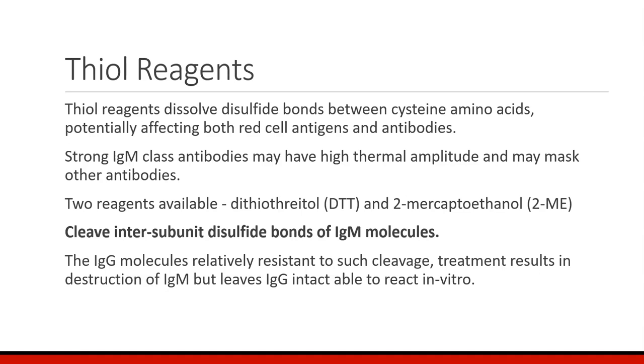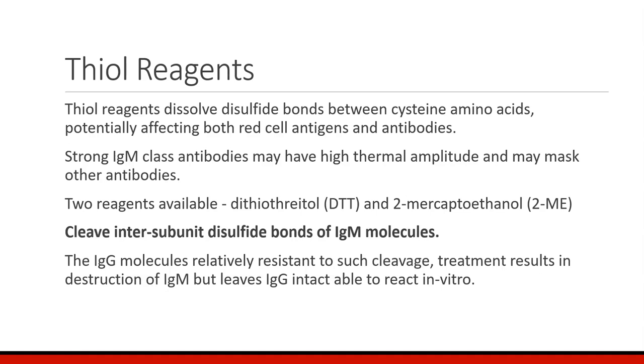And how you know this is when you're doing your washing. You spin and you agitate to break up the cell button. The cell button won't break up because the cells are already agglutinated. But you must go on to Coombs anyway. Because of this, again, a very rare example of an IgM antibody showing high thermal amplitude, this may mask or cover up other alloantibodies. So we want to get rid of the reactivity of the IgM antibody.